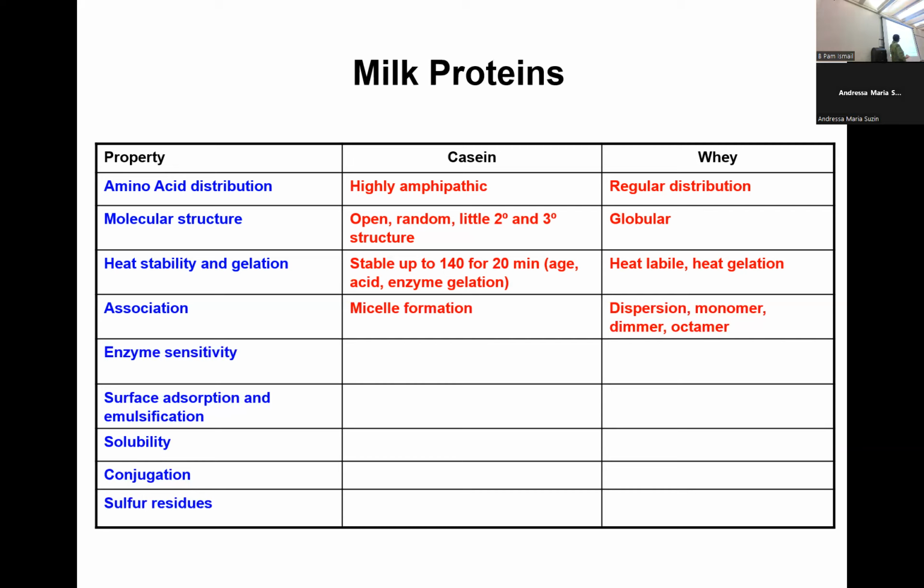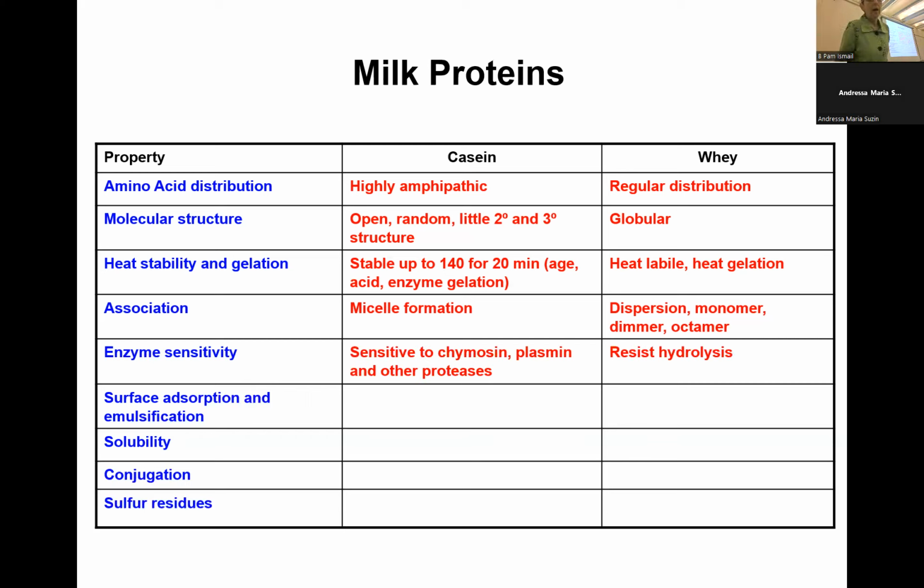Sensitivity to enzymatic hydrolysis, which would be more sensitive to enzyme hydrolysis? Casein, open structure, sensitive to enzyme digestion in our gut, also sensitive to rennet digestion with chymosin, whereas whey is a globular protein, it's not denatured, it resists hydrolysis.